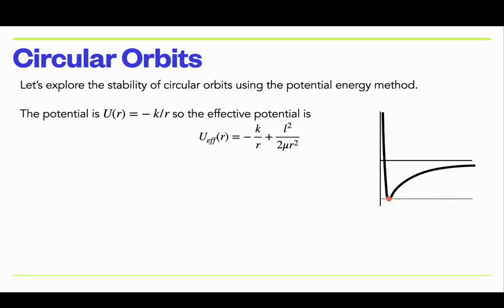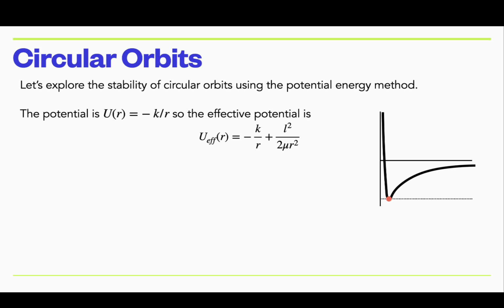We start by finding the equilibrium position, so finding the radius of a circular orbit. The simple way of doing this is to set the centripetal force equal to the inverse square law. We're going to do it a slightly different way. We're going to use the potential energy curve.